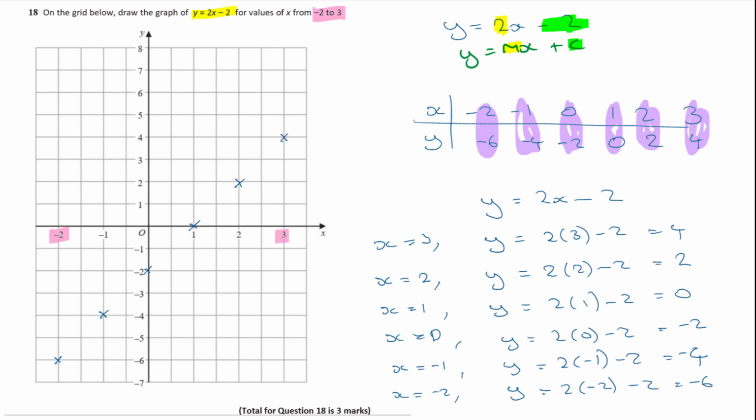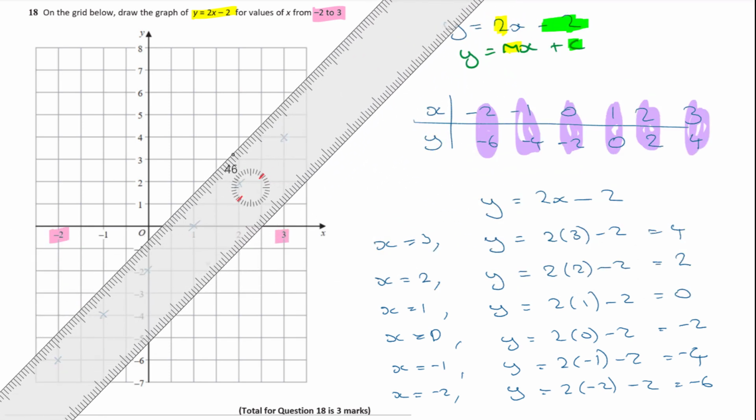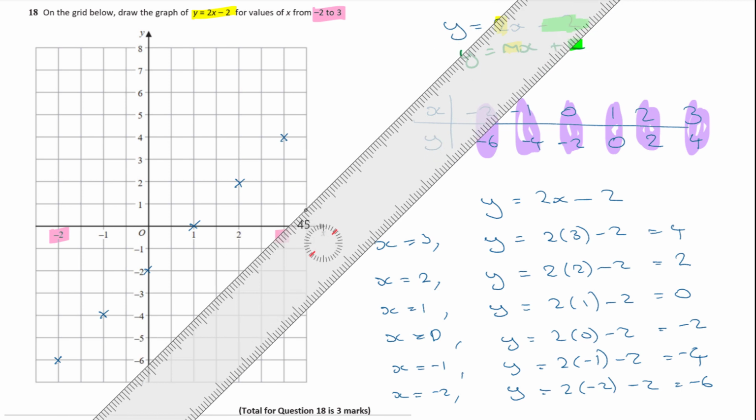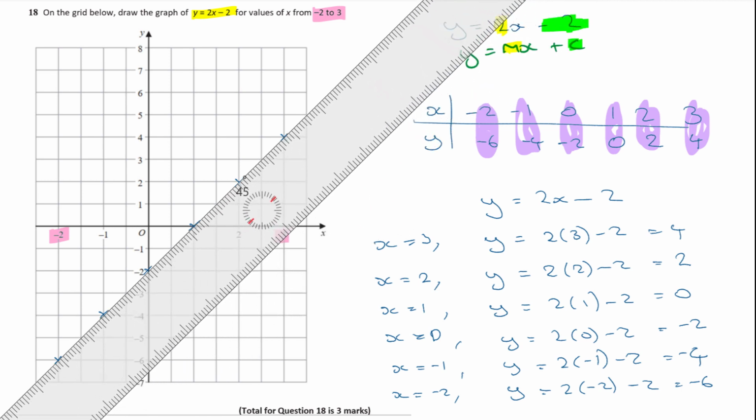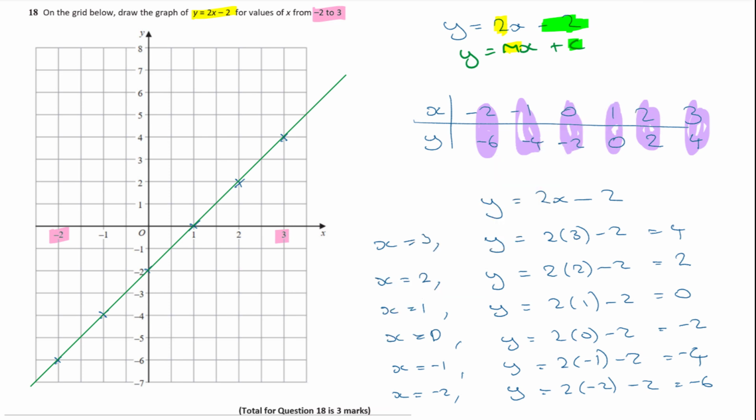Okay, so hopefully you can see that all my points are lying in a straight line, as I thought they would. So just to finish it off, I'm just going to join them up with a straight line. Don't start and end with your first and last point. You should kind of extend the full length of the graph, really. Okay, and there's my graph.